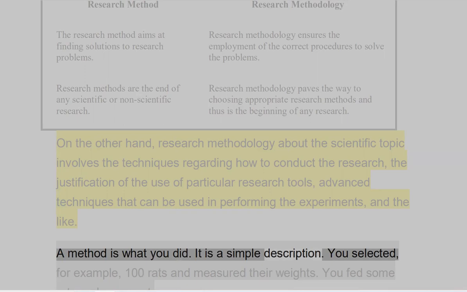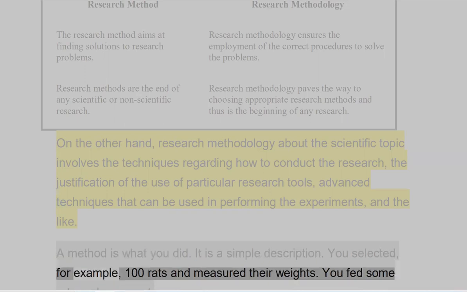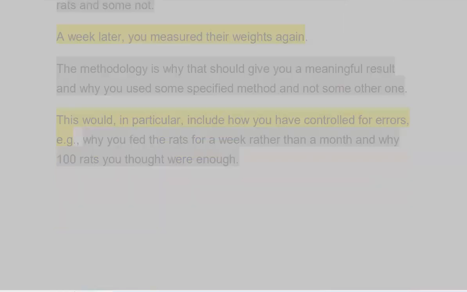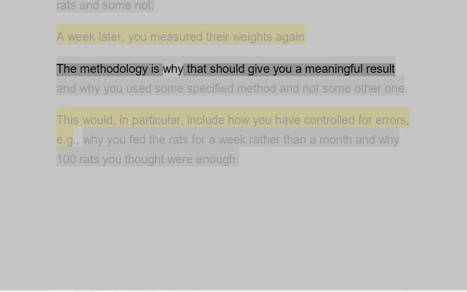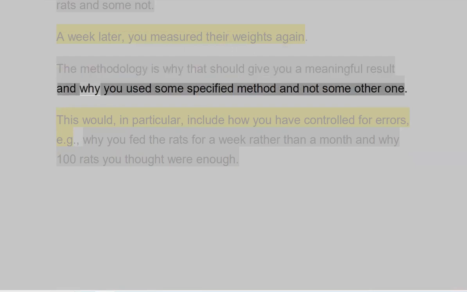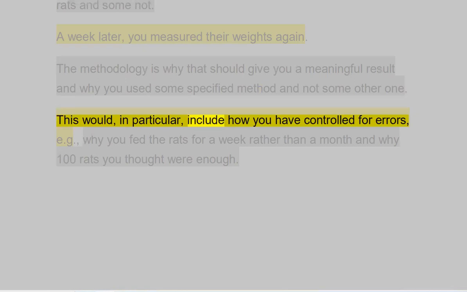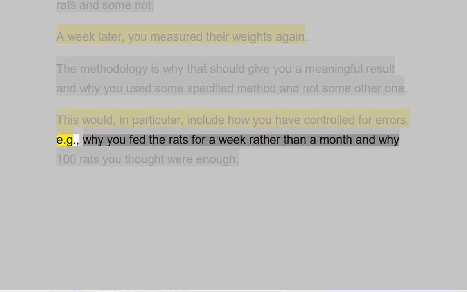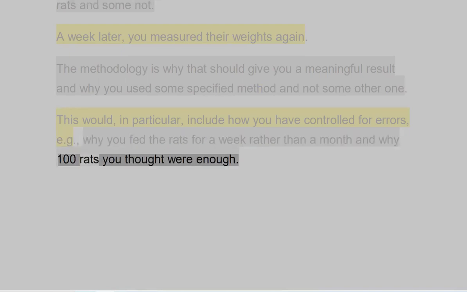It is a simple description. You selected, for example, 100 rats and measured their weights. You fed some rats and some not. A week later, you measured their weights again. The methodology is why that should give you a meaningful result and why you used some specified method and not some other one. This would, in particular, include how you have controlled for errors, for example, why you fed the rats for a week rather than a month, and why 100 rats you thought were enough.